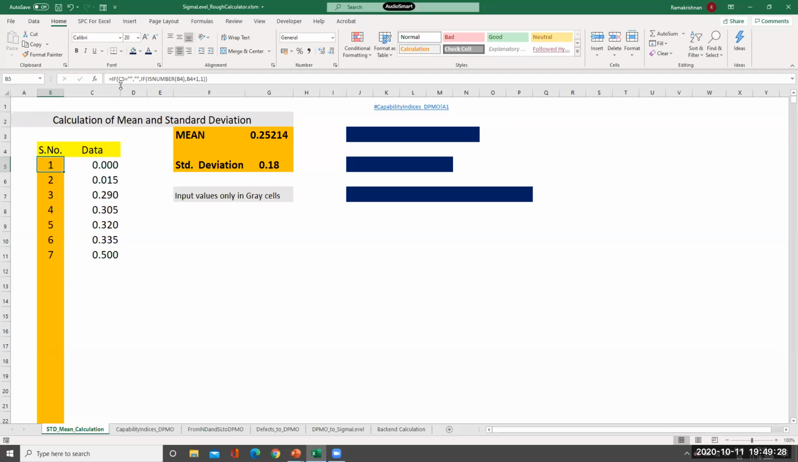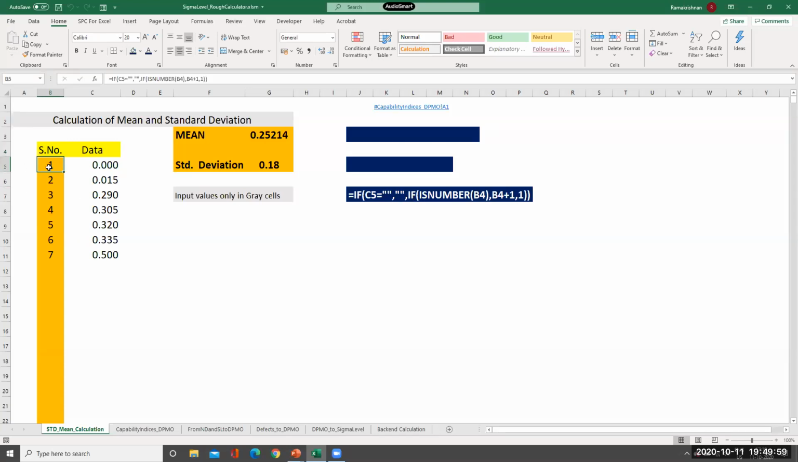That formula is given here. If you can't see it, you can see it here very well. That is, if C5 is not equal to double quote double quote, that is, if there is a value here, that is C5, then IF ISNUMBER B4, that is, I'm checking this B4 cell. If it is a number, then I will add 1 to that. If it is not a number, I'll start fresh with 1. That is what this cell formula states.